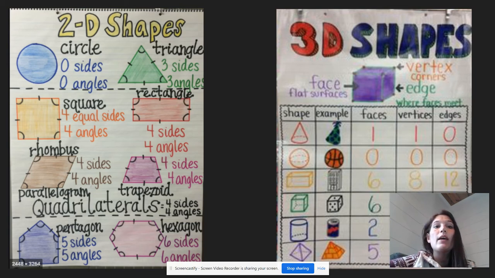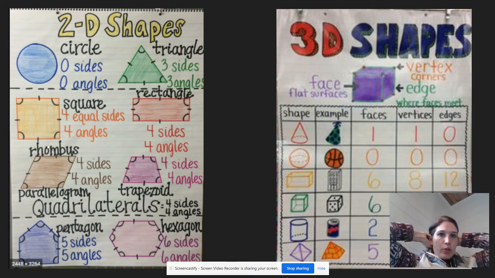Then we have a rhombus. A rhombus just has 4 sides, 4 angles. There's not a whole lot of rules on a rhombus, but a parallelogram, the 4 sides, it has to be 2 sets of parallel sides. So a rectangle is also a parallelogram, but whereas a rectangle has to have right angles, a parallelogram does not. It can be like this, where it does not have right angles.